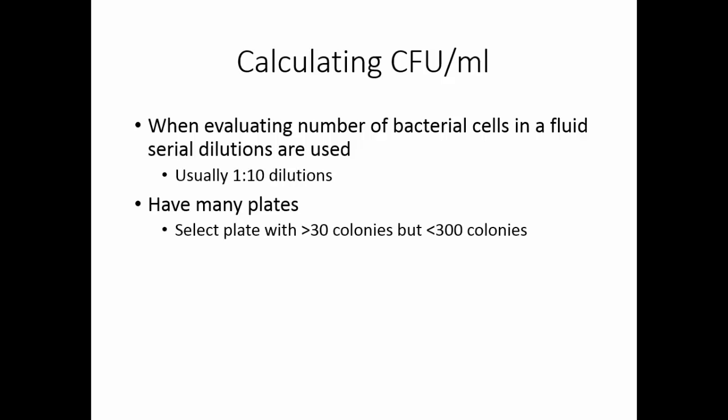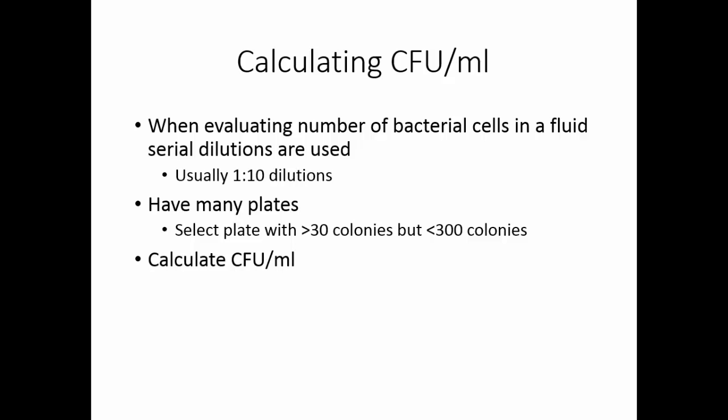The correct plate to count is the one that has more than 30 colonies but less than 300 colonies. Less than 30 colonies is considered statistically insignificant. More than 300 colonies is too difficult to count.